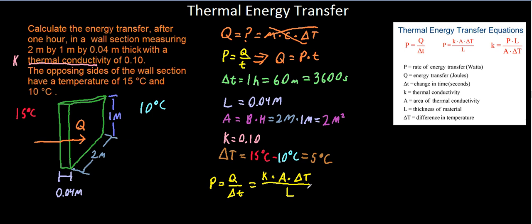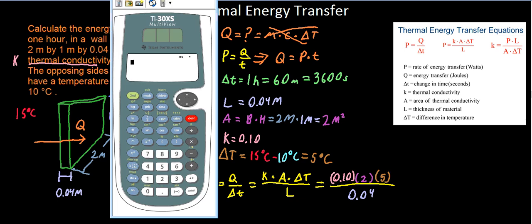And we know all four of those numbers, so we can actually rewrite this to say, well, what is K? Well, K is 0.10, and that's multiplied by A, which we said was just 2 meters squared, times the change in temperature, which we just said was 5 degrees Celsius, and then divided by L, which is just 0.04 meters.